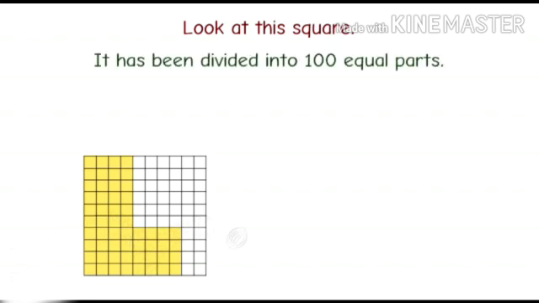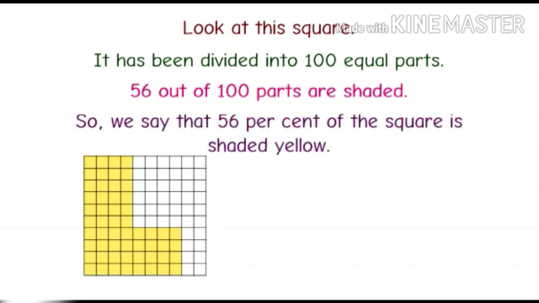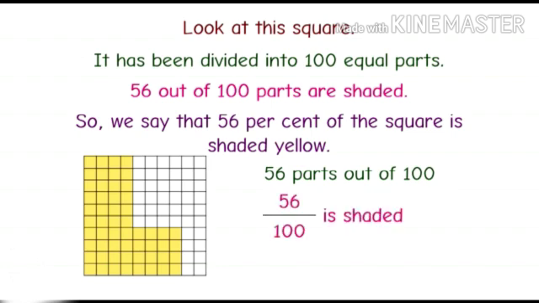Look at this square. It has been divided into 100 equal parts. 56 out of 100 parts are shaded. So we say that 56% of the square is shaded yellow. 56 parts out of 100, 56 upon 100 is shaded. Nothing but 56% is shaded.